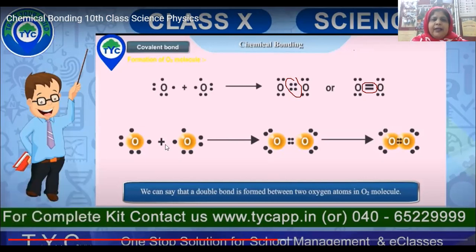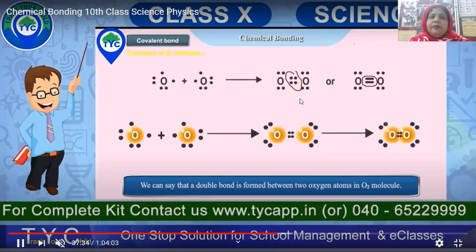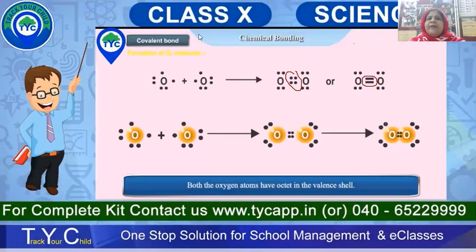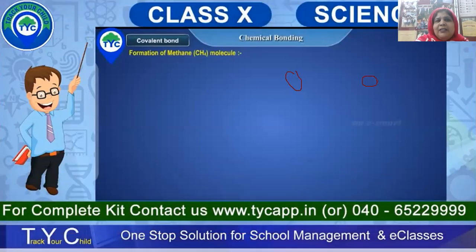Now going back. You can say that this double bond is formed in oxygen, and both oxygen atoms have an octet in the valence shell. So both of them have attained the octet rule, right?